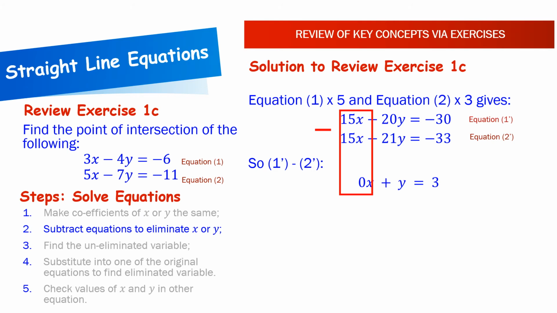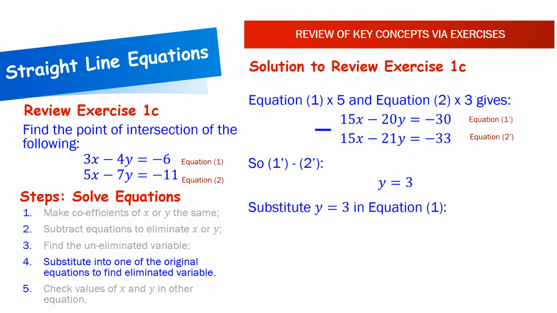So 15x minus 15x is 0x. Minus 20y minus minus 21y is minus 20y plus 21y, which is y. And minus 30 minus minus 33 is plus 3. And tidying up gives us y equals 3.